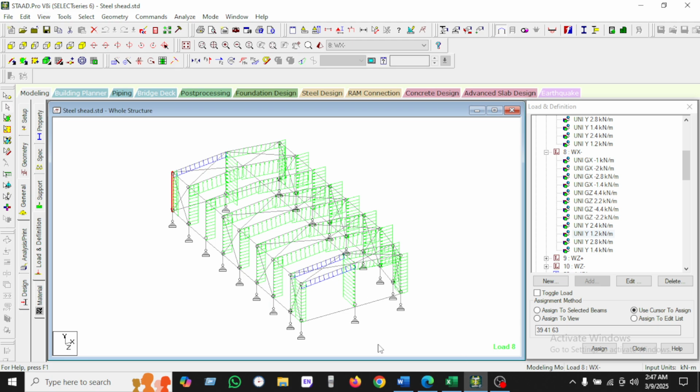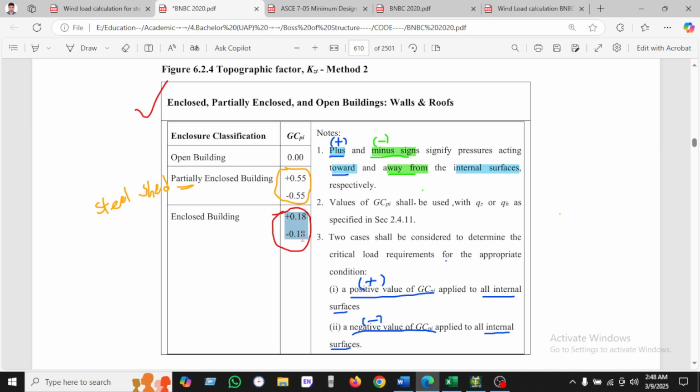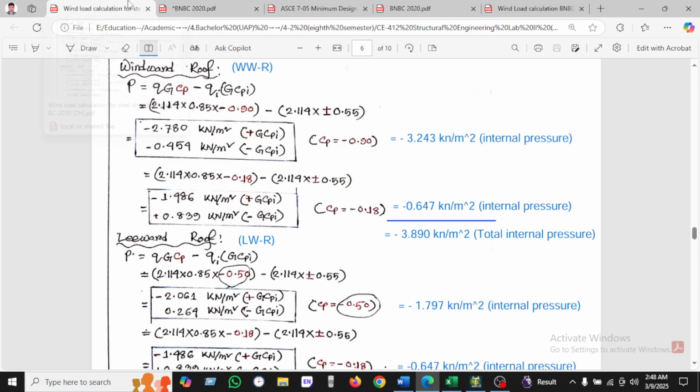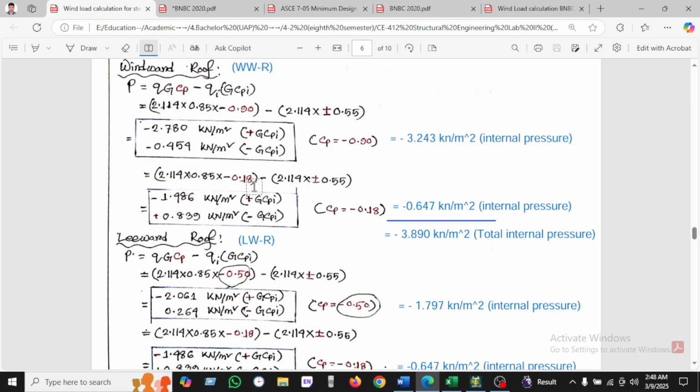Now we'll go to the windward roof. This is the windward roof, and we've found two types of negative value. In the windward roof we can use the positive and negative value, which is toward, and also away from the negative. So that's why we are seeing the internal pressure is negative. And for another one we've used 0.8, enclosed building, 0.18. This Cp value is 0.1, so not GCpi. GCpi 0.50 remains the same, but the Cp value is changed to 0.10.